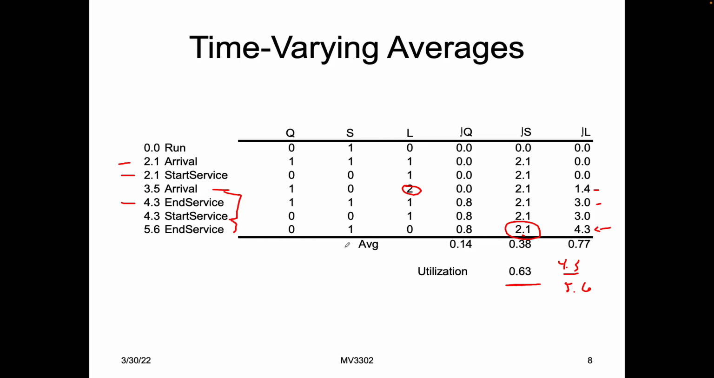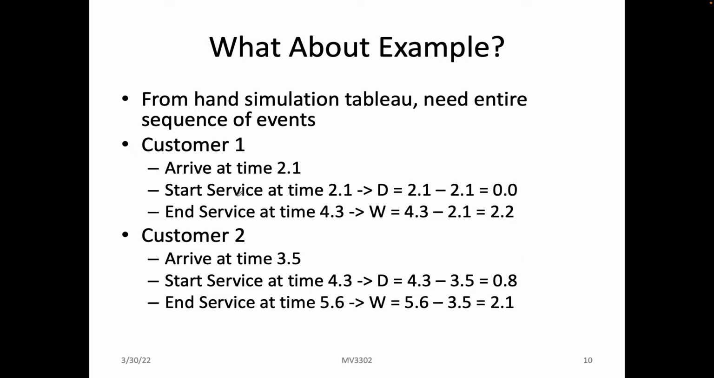But notice, in order to get these numbers for this model, we need to see the entire sequence of events like this. So in other words, our state variables, S and Q, don't give us out of the box what these values are. We have to go through and pick them out of this. But that doesn't mean that they're not there.